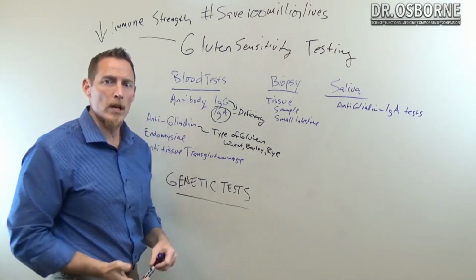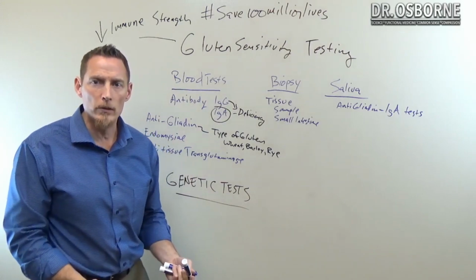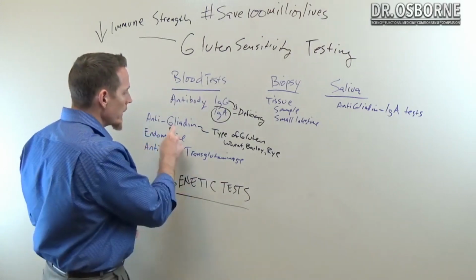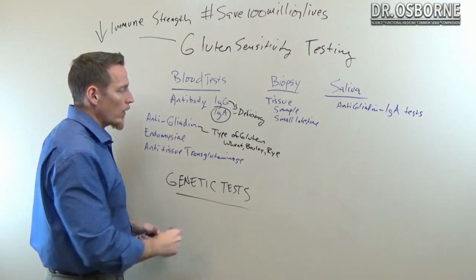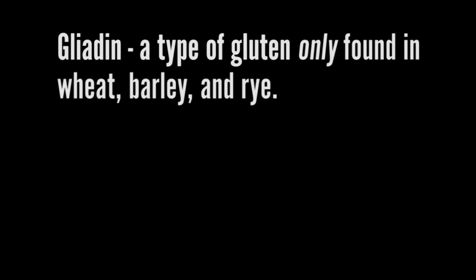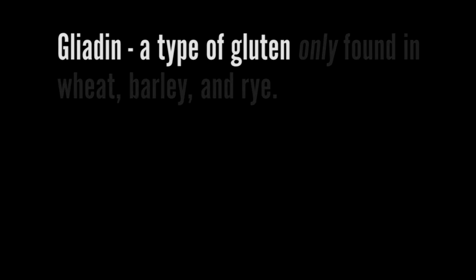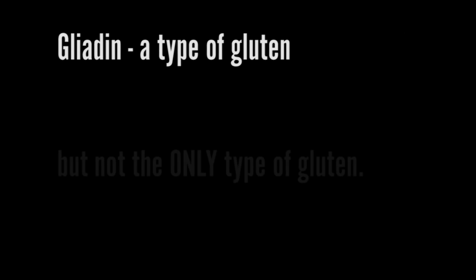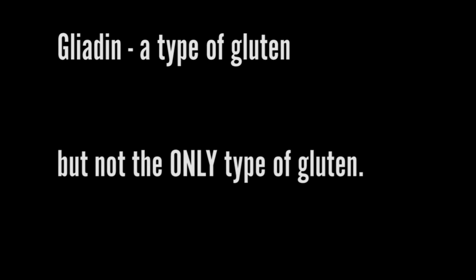But most doctors won't measure those. They don't look at those other gluten type proteins. They only measure anti-gliadin, only found again in wheat, barley, and rye. So this is a subtype. Oftentimes this term gliadin is sometimes used interchangeably with gluten, but they're not the same thing. Remember that gliadin is a type of gluten, but it is not the only type of gluten. And it's only found in wheat, barley, and rye.